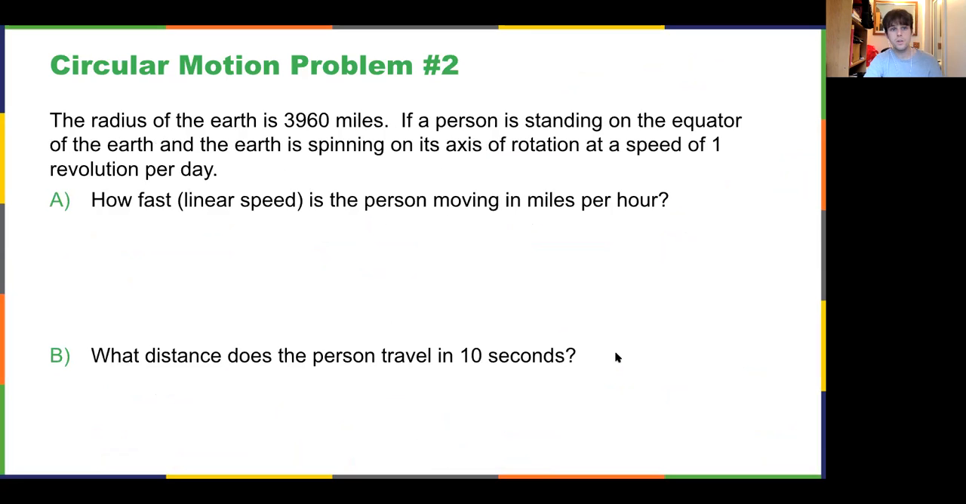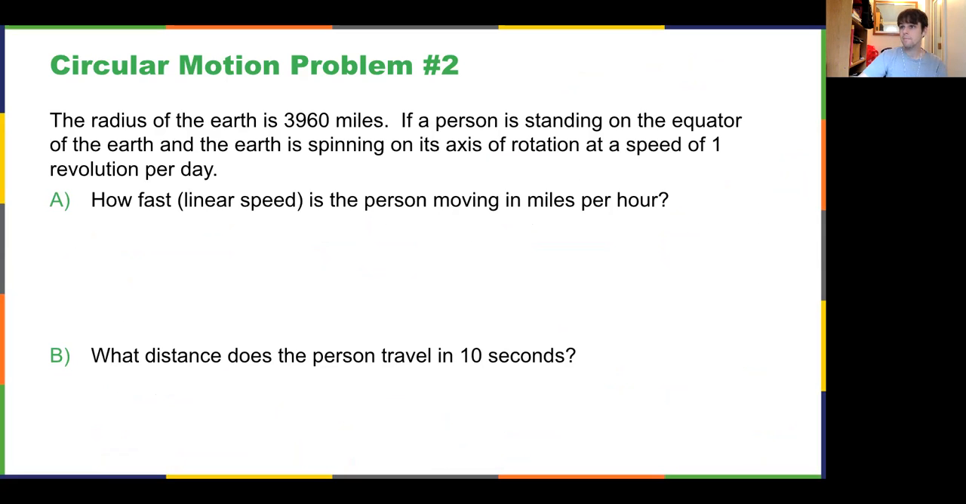All right, number 2. The radius of the Earth is 3,960 miles. That's an approximation. If a person is standing on the equator of the Earth and the Earth is spinning on its axis of rotation at a speed of 1 revolution per day, that's what it does, right? What's the linear speed of the person?